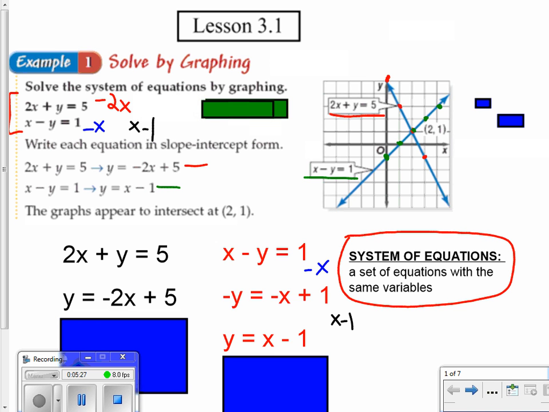And it makes sense, because if we go back to our original equations, plugging in 2 for x and 1 for y, we'd say 2 times 2 is 4, plus 1 equals 5. So this one is indeed true. Same thing, 2 minus 1 is 1, so this one is also true. So that's the only point, (2, 1), where both of these equations would be true. That's the solution to our system.